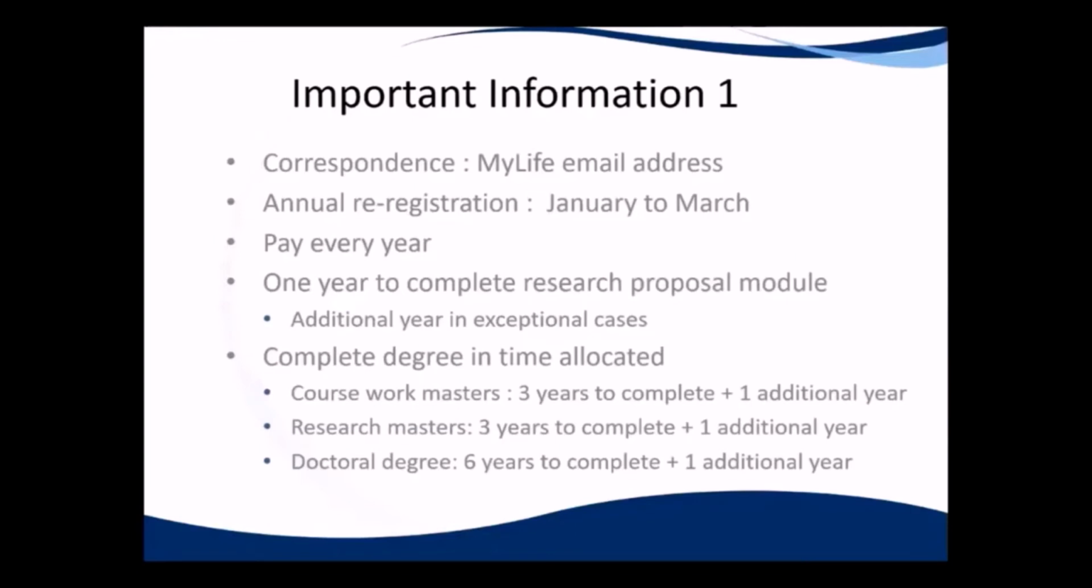In terms of the research proposal module, the university provides you a year to complete it. That is because we want you to exit within the allocated period towards your studies. For master's studies, you are given a period of 3 years to complete with an option of 1 additional year. For your PhD or doctoral studies, you are provided 6 years with an option of 1 additional year.